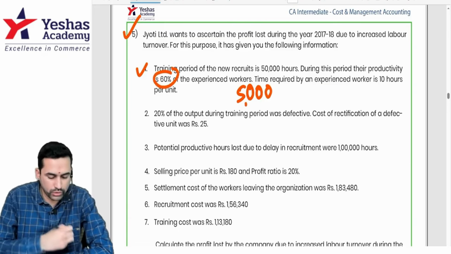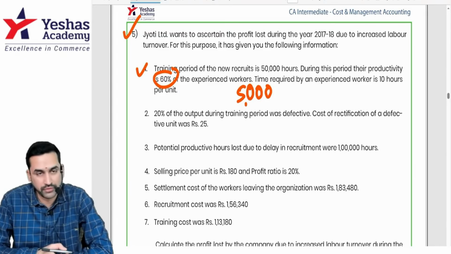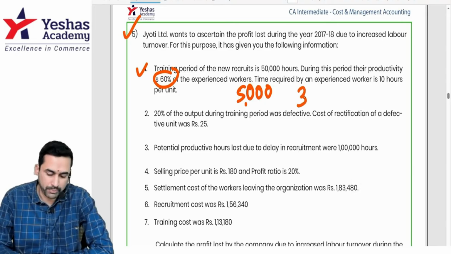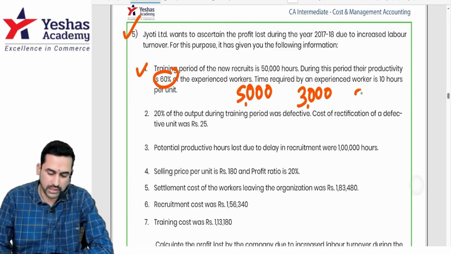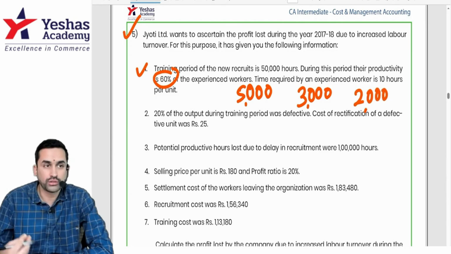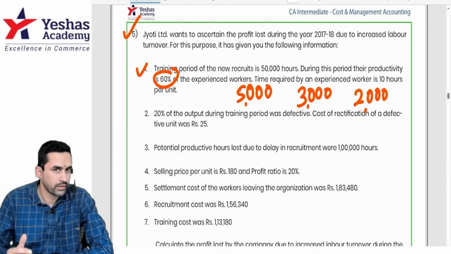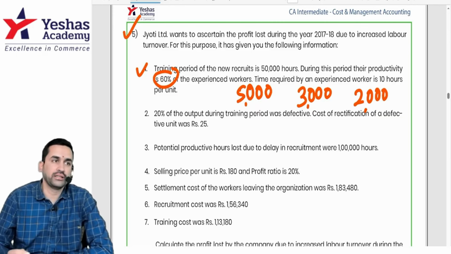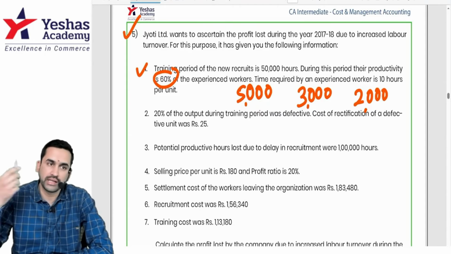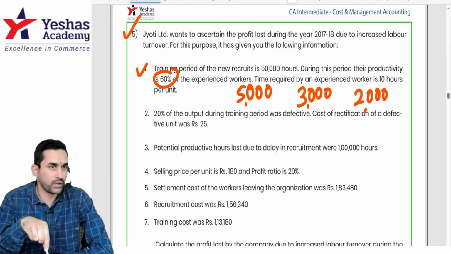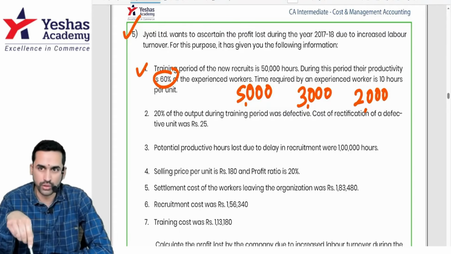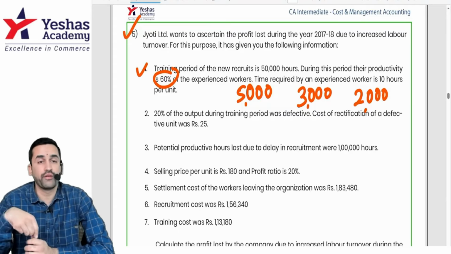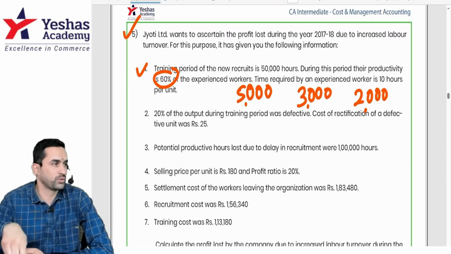But can a new joinee also produce 5,000 units? No. What is his efficiency level? That means he will produce only 3,000 units, which means I can consider 2,000 as loss of units. Correct? To understand why it's a loss, think this way. Imagine those experienced employees had continued. Then you would have got 5,000 output. Because you have new people, you got only 3,000 output. That means because of people leaving, you lost 2,000 units. Imagine profit is 3 rupee per unit. You actually lost 2,000 into 3 rupee.